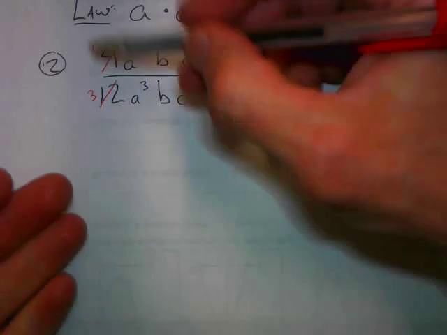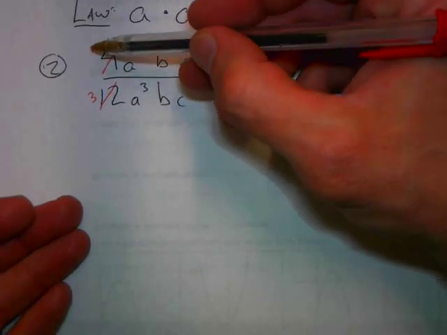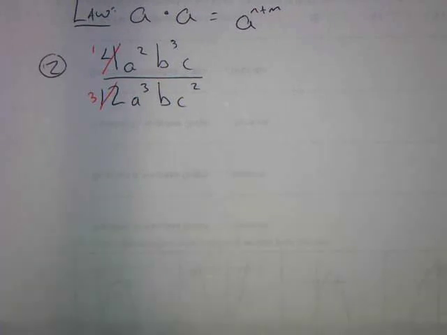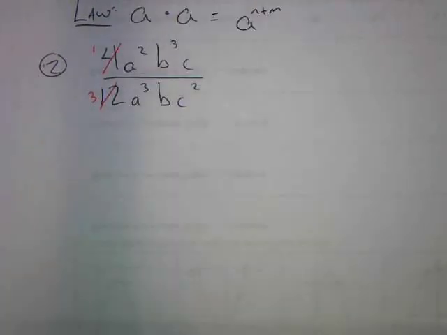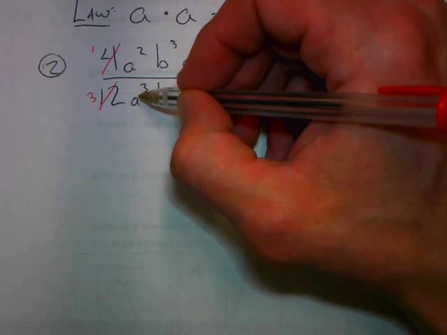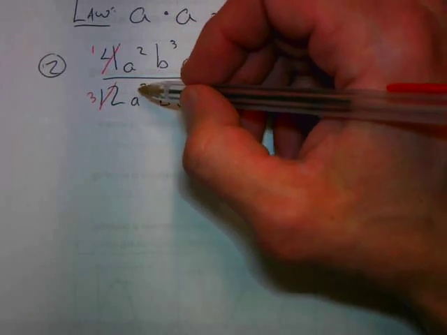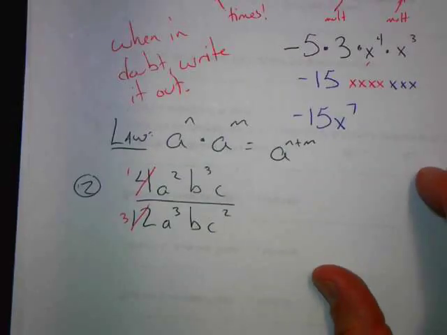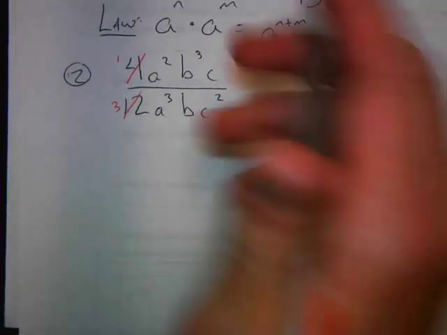So 4 goes into itself once. 4 goes into 12 three times. We're left with 1 over 3. Then we can start looking for the big 1. See how we have a squared here and a to the third power here? Remember the law we just went over? No, not that law. The rule: when in doubt, write it out.